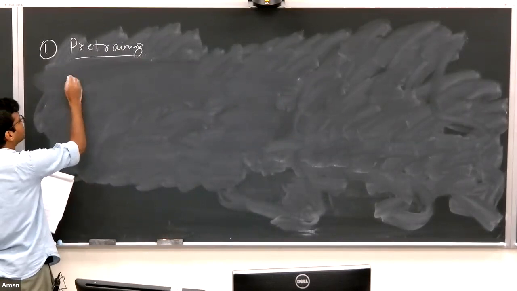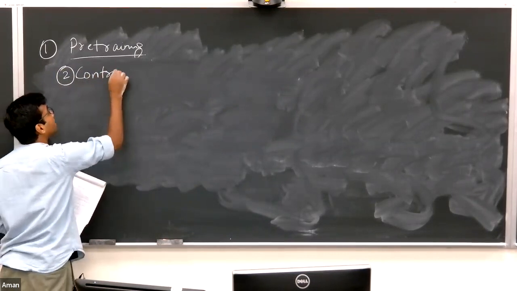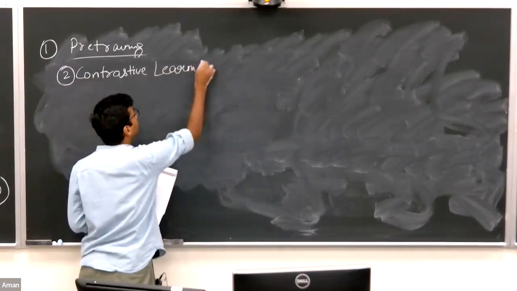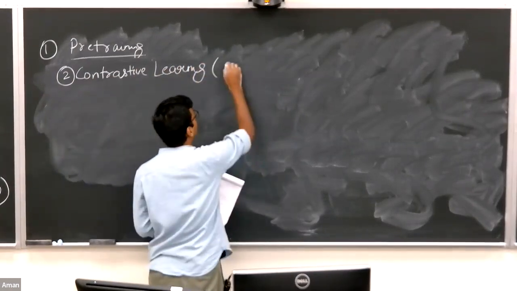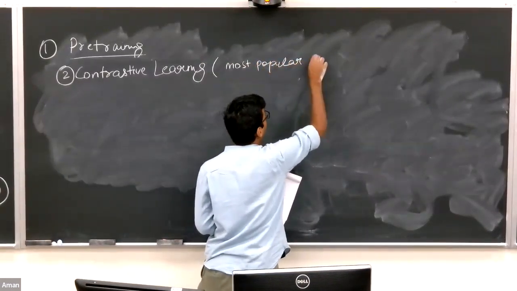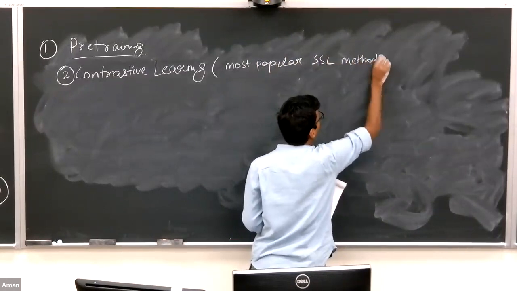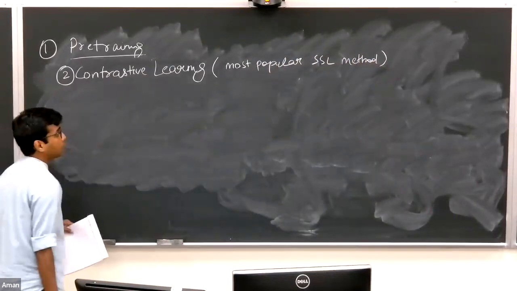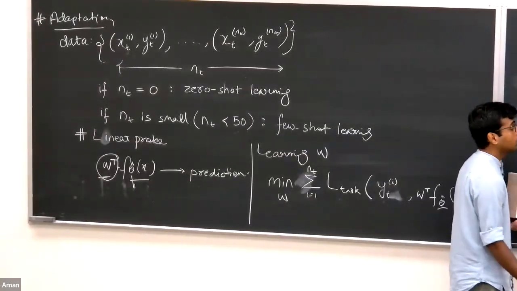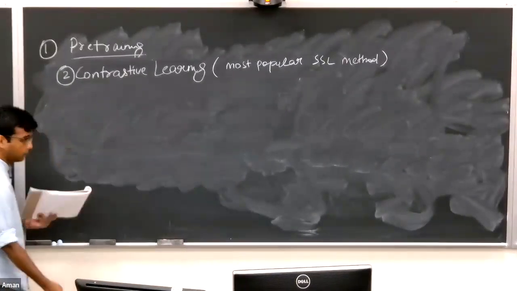Okay, so we saw supervised learning, so now let's look at contrastive learning. And contrastive learning is the most popular self-supervised learning method these days. Let's look at how it works. Before we look at what the loss is and how we structure it, we need to understand what data augmentations are.